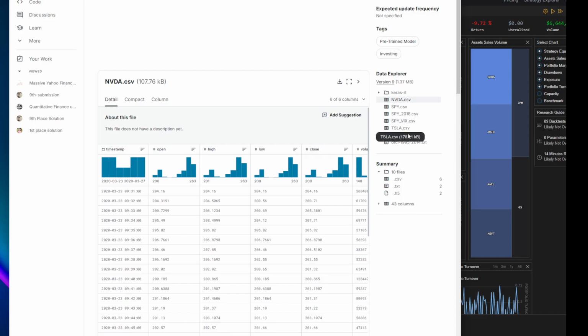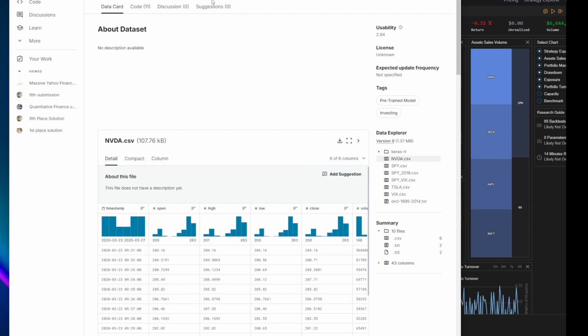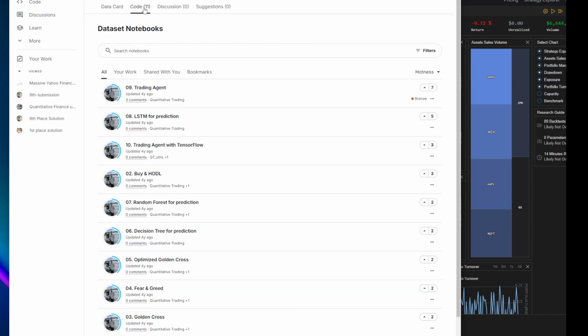It's got SPY and Tesla in it as well, and the VIX, which is the volatility index. It's on options, I think, is it? The VIX. Anyway, he doesn't say a whole lot about it, does he? LSTM for prediction. Trading agent with TensorFlow.